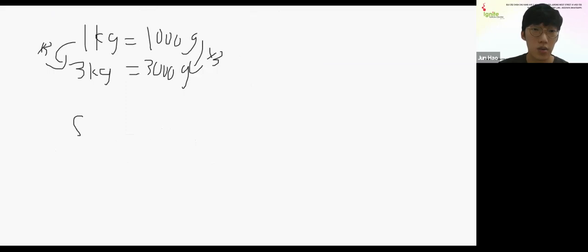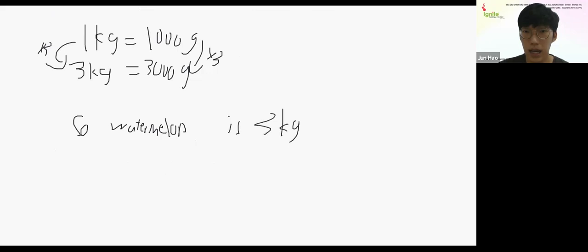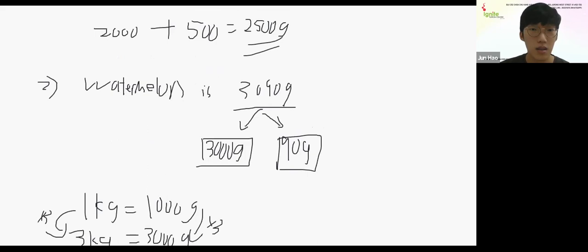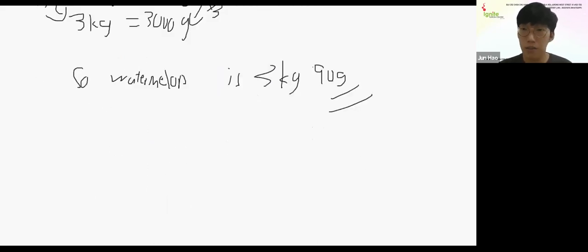So the watermelon in kilograms and grams is 3 kilograms and 90 grams. Okay, all right. That's all for the guided examples. I'll let you have 2 minutes, and then we'll do a bit of the math workbook.